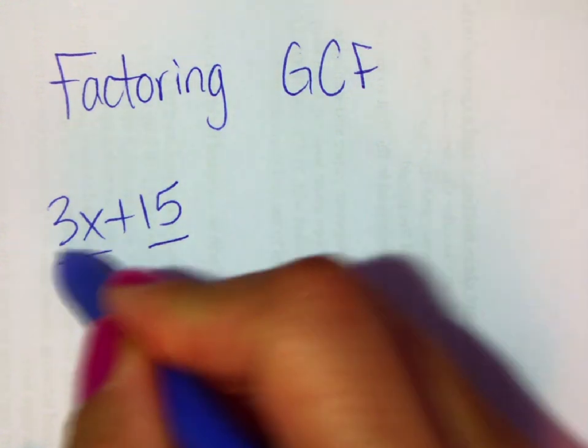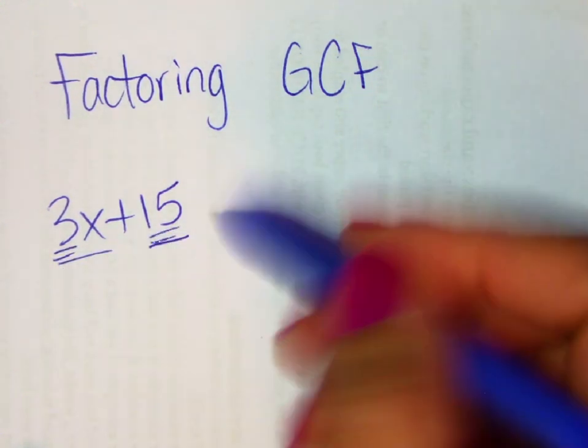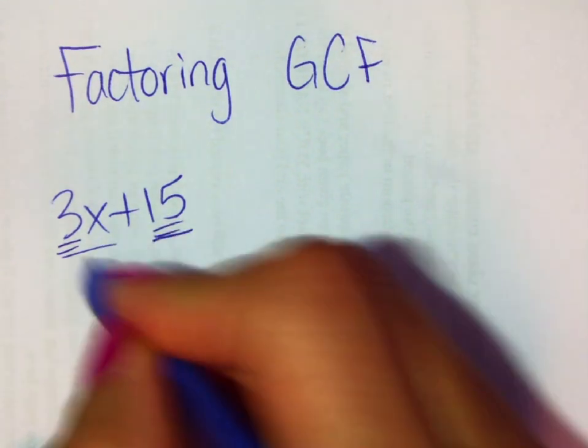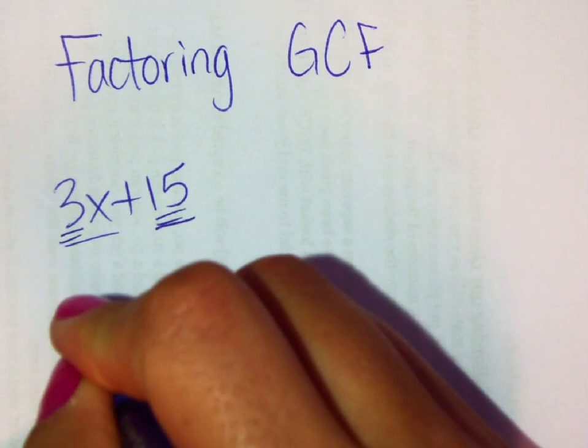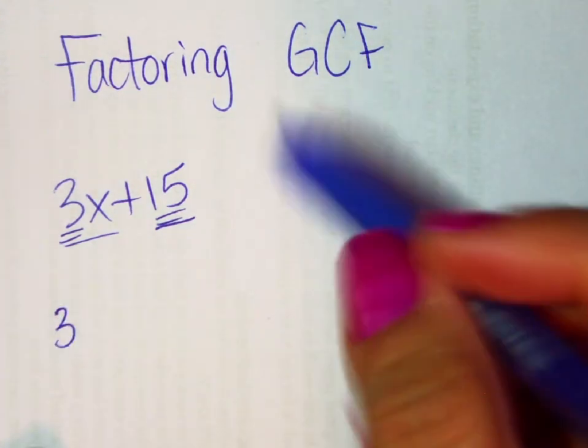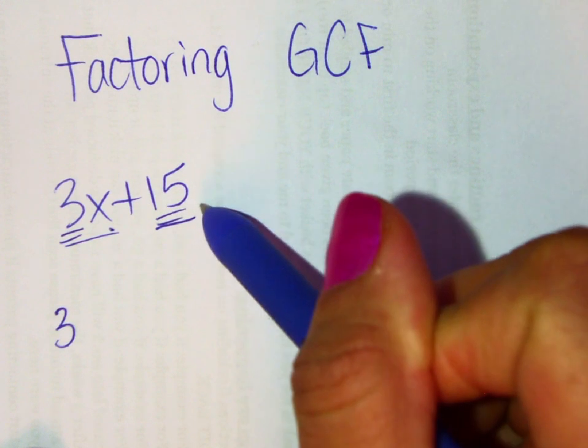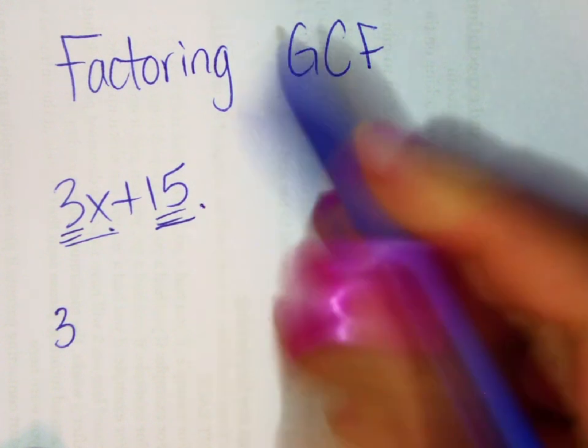So they both have the numbers of 3 and 15. 3 and 15 have the number 3 in common. 3 can be divided into both. So we're going to use 3 as a GCF here. X is a variable here, but not on this term, so we cannot factor an x.